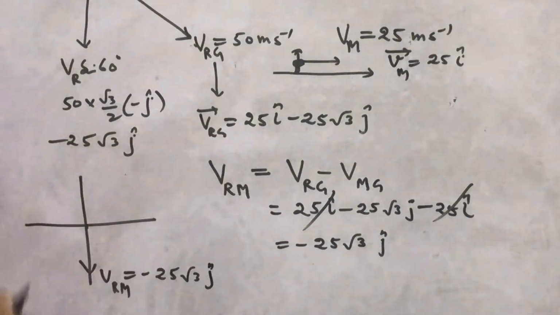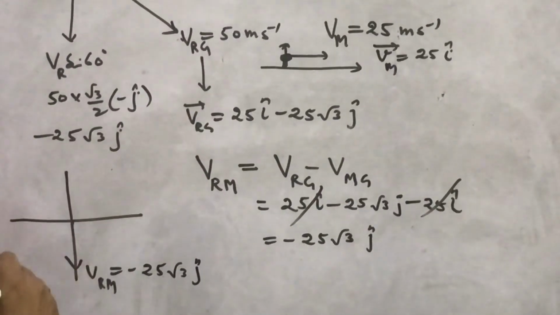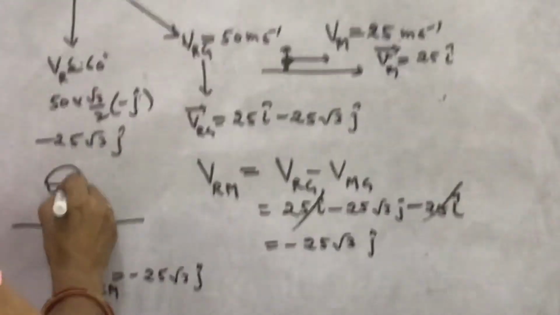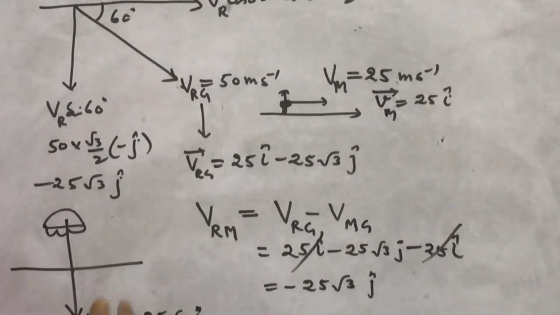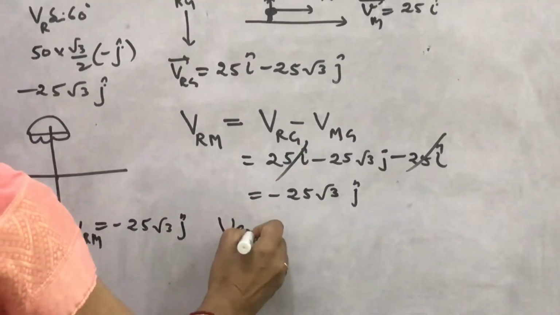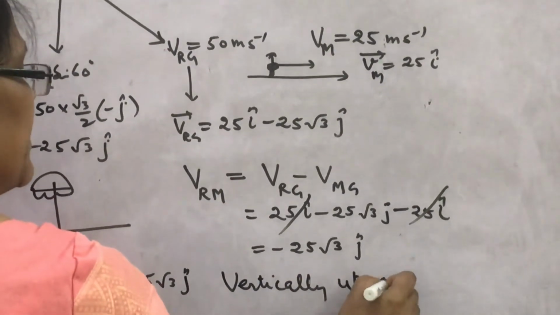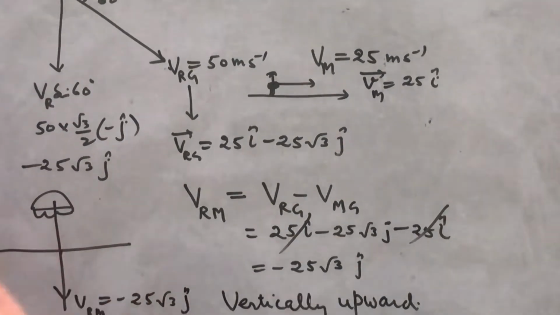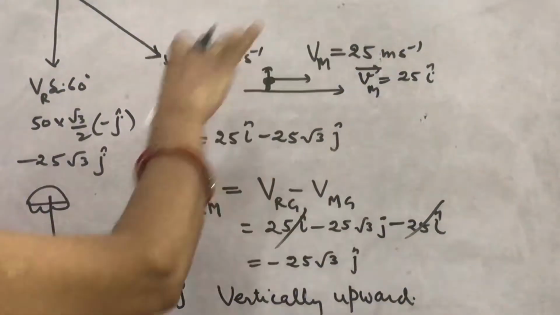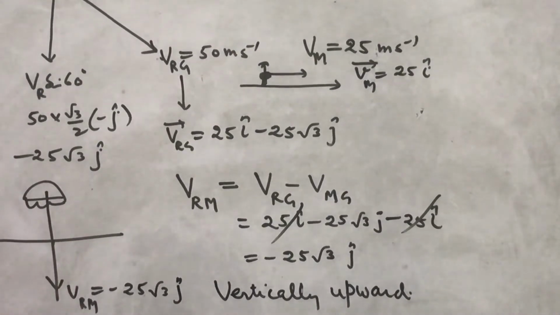So this is the concept of relative velocity. The man observes this velocity, so he has to open the umbrella in the direction opposite to that. So it is asked in what direction the umbrella is to be opened? In the vertically upward direction. Why vertically upward? Opposite to the VRM. VRM is vertically downward, so this is vertically upward.